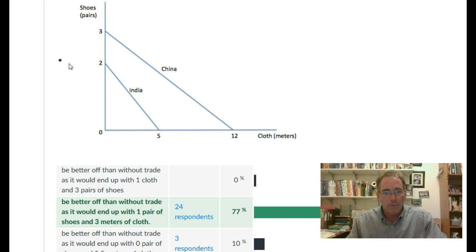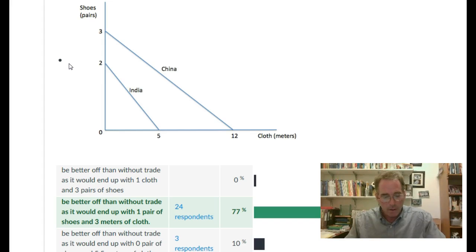Now let's do the same thing for China. We have 3s equals 12c. Those are the 2 extremes. If I divide both by 3, I find out that for China, 1s equals 4 clothing. So, based on that, India has a lower opportunity cost for producing shoes. They sacrifice 2.5 clothing, and China sacrifices 4 clothing.